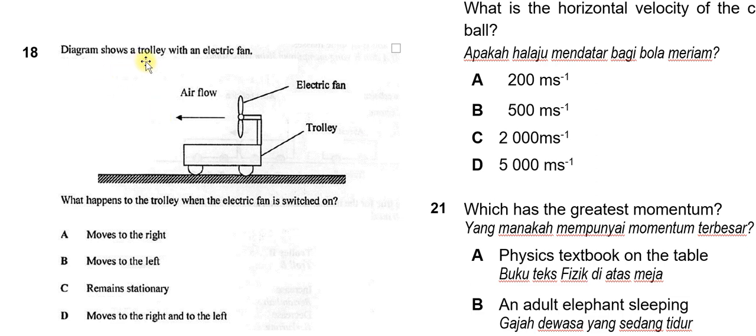The diagram shows a trolley with an electric fan. What happens to the trolley when the electric fan is switched on? You look at the airflow at the back. By the principle of conservation of momentum, if you have a backward momentum, you should have an equal forward momentum. So it will move to the right. Same like the swamp boat that I taught you that day.